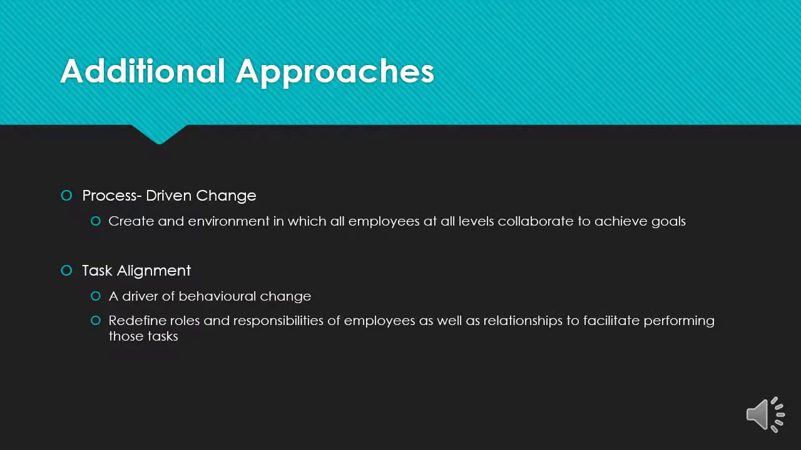In addition to Lewin's theory, there are a few additional approaches that we're going to take in seeing this change through. We want to make sure that this is a process-driven change, and that involves us creating an environment in which all employees at all levels aim to collaborate to achieve our goals, as well as task alignment, which is a major driver of behavioral change, as we know. And in task alignment, we will redefine roles and responsibilities of some of our employees, as well as changing the relationships to facilitate performing those tasks.